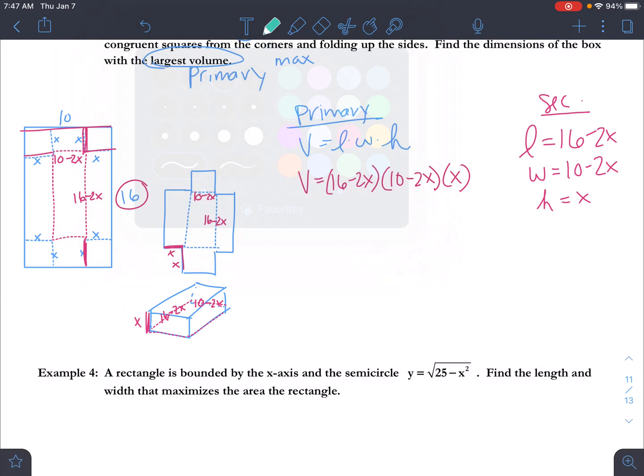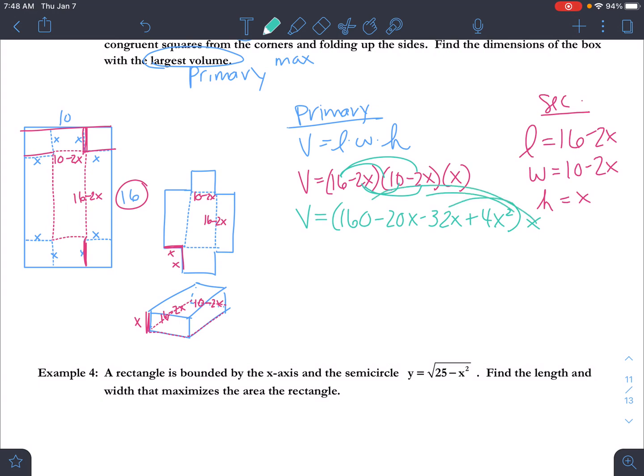All right, so same process we've been doing. We're going to take the derivative. We notice we have a bunch of stuff multiplied together. Just FOIL this out. So I'll FOIL these two first. 160 minus 20x minus 32x plus 4x squared. I still have an x out there to distribute in. All right, what do we got? 4x cubed minus 52x squared plus 160x.